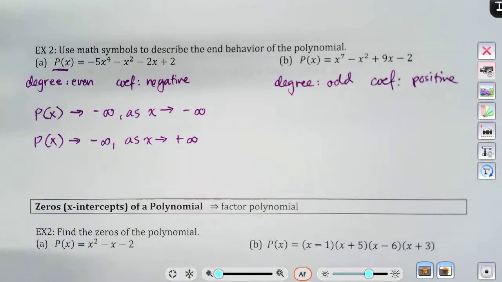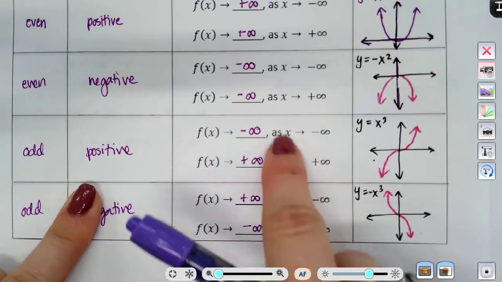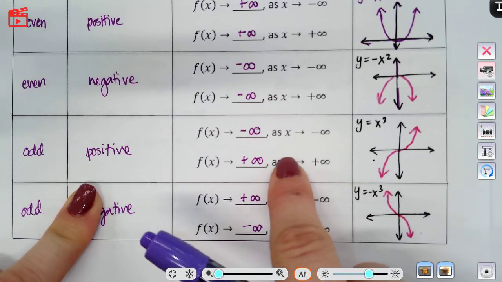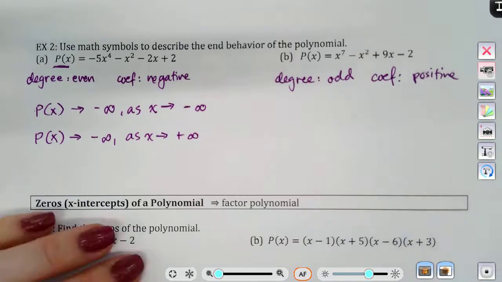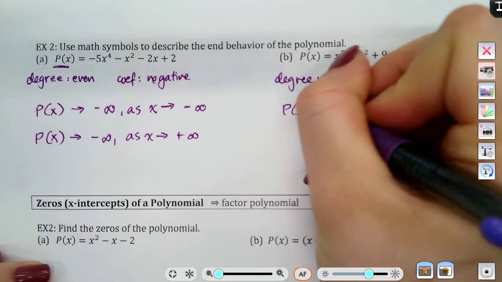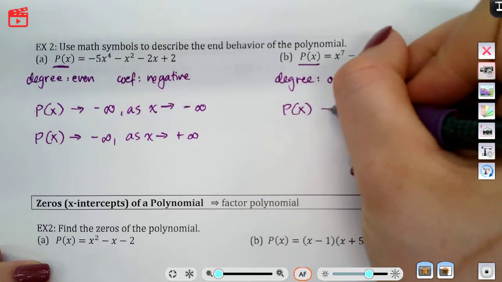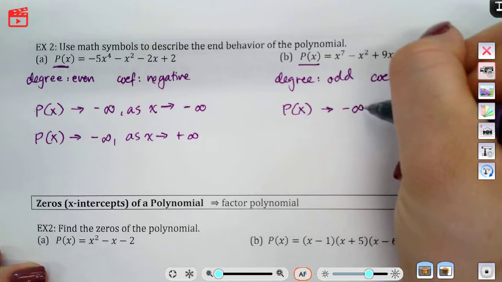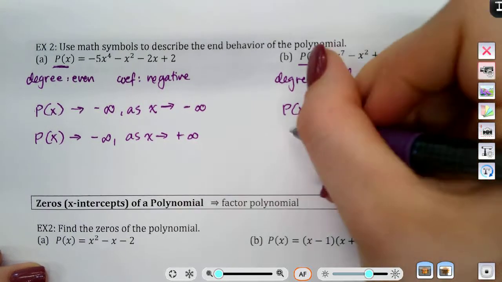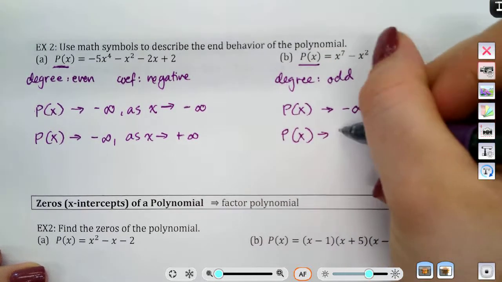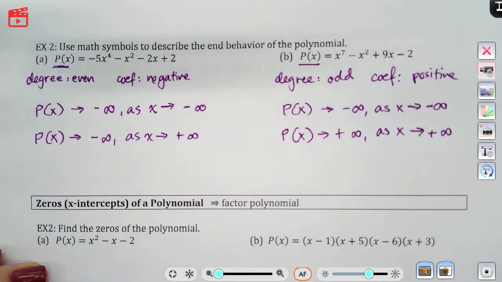So for that one, let's look back at our charts. We're looking at odd, positive. That is going to be right here. That's how we'll describe it mathematically, and this is an example visually for us. So describing it mathematically, remember we're using p of x as our polynomial name, not f of x. Be careful. So p of x approaches negative infinity as x approaches negative infinity. And then p of x approaches positive infinity as x approaches positive infinity as well.